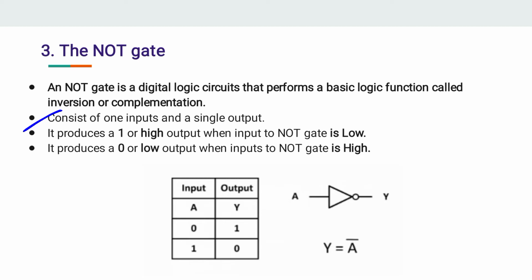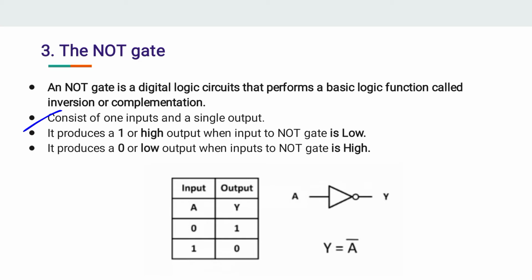So if you are having two inputs, it will not do the complement. So NOT consists of a single input and a single output. The possibility of output is it produces 1 or a high when the input is 0. Nothing but if it is 0 it becomes 1 as the complement, if it is 1 it becomes 0 as the complement. So if the output is 0, that means the input is 1.